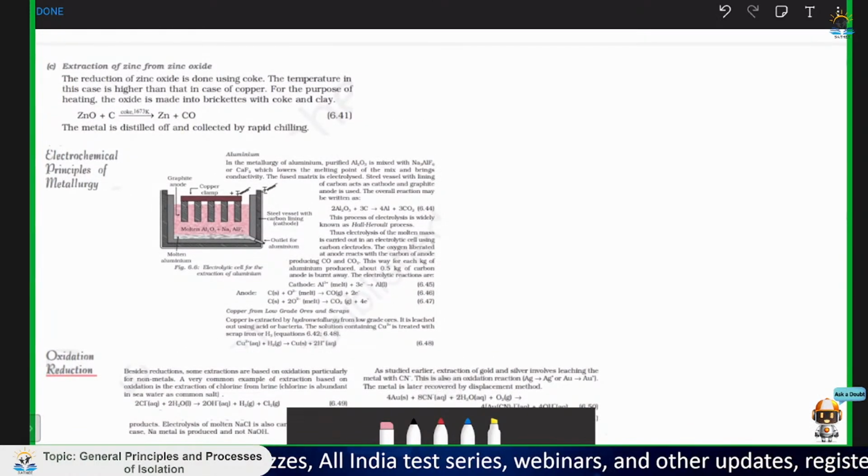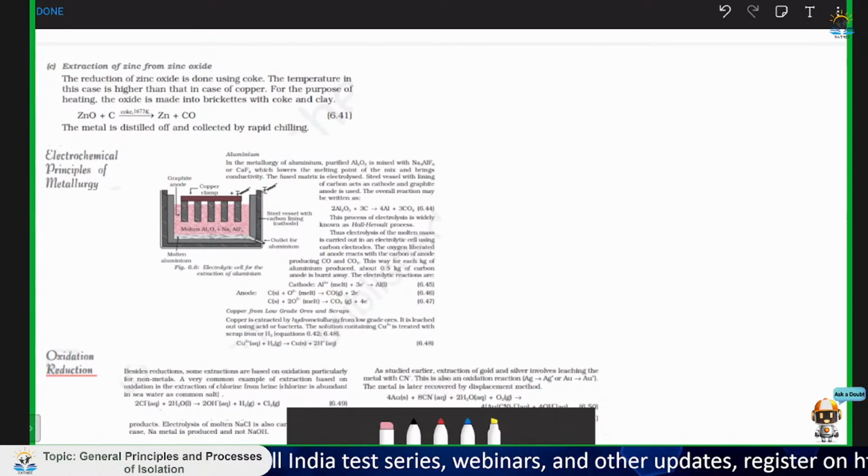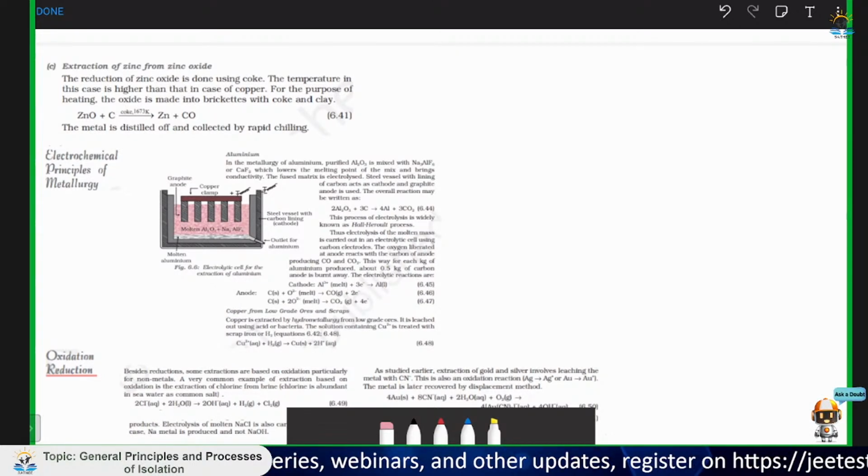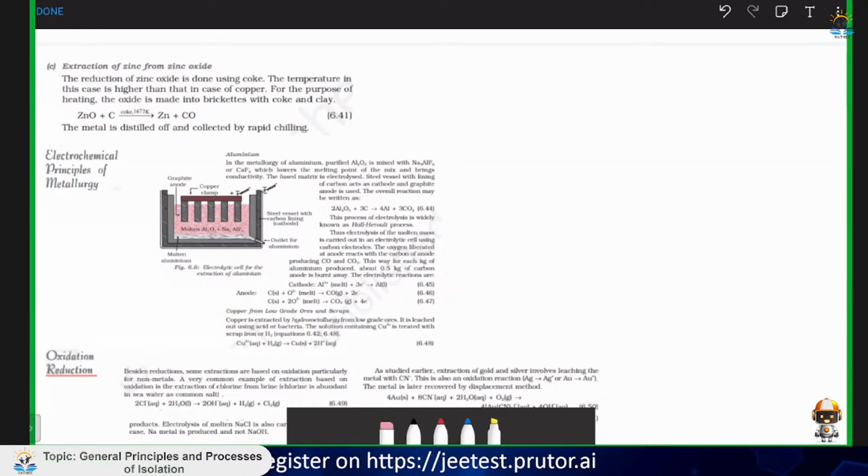Zinc is interesting. Here you're not going to use self reduction or leaching. Here you're going to use electrolytic reduction. Basically, you use electricity to reduce the ore. Zinc is mostly required in small quantities, so electrolytic reduction can be performed on a suitable scale. Since a huge magnitude of electro-reduction is not required, it is feasible to perform electrolytic reduction.